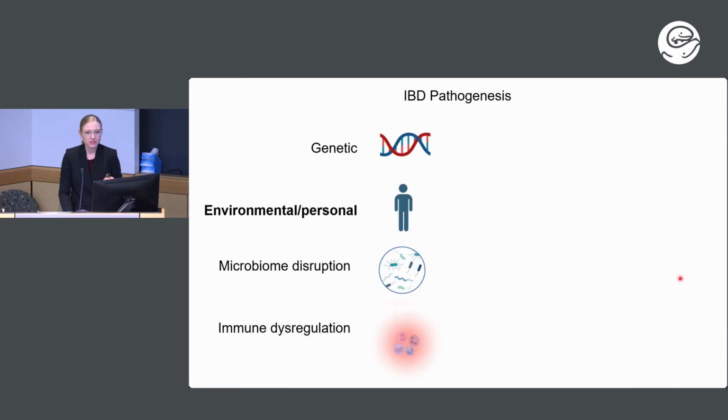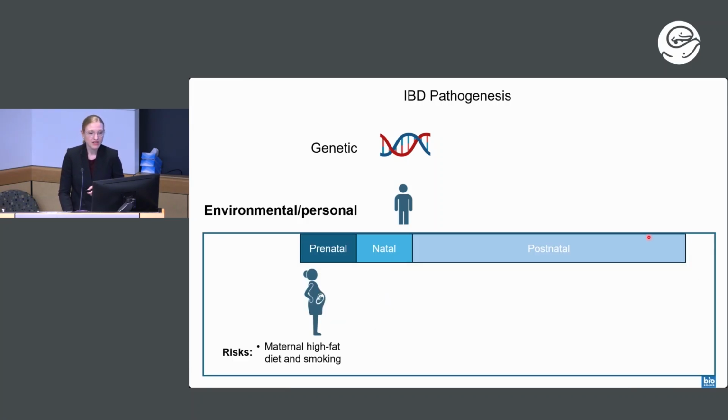So let's talk about those environmental or personal risk factors that might be at play. These exposures occur throughout gestation, birth, and childhood. Prenatally, a maternal diet high in fats and maternal smoking exposure increases the risk of IBD in the child. The mode of birth affects IBD risk as well. Individuals born via C-section delivery have a higher risk of developing inflammatory bowel disease.